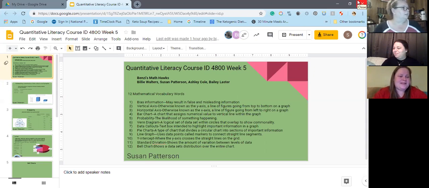All right, Ashley, which chart or graph would you use to compare and contrast a set of data? I would use a Venn diagram. The reason I would use a Venn diagram is because it helps identify similarities in between each data.